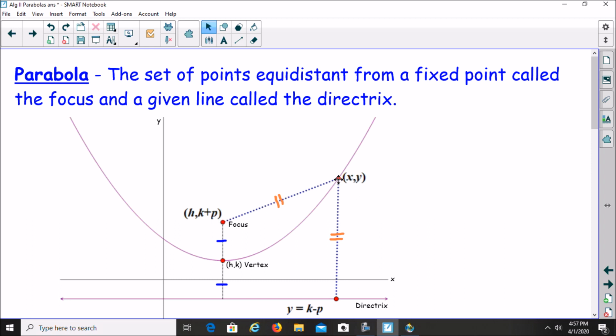Now let's look at a general point on the parabola, x comma y. x comma y needs to be the same distance from the focus, h comma k plus p, as x comma y is from the directrix, y equals k minus p.